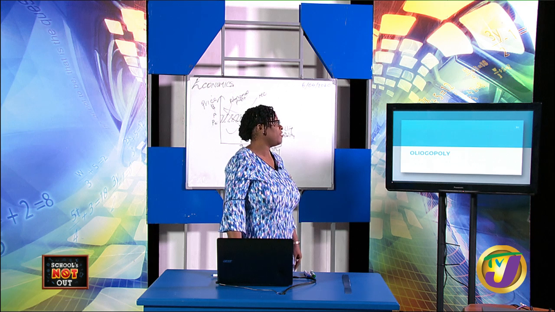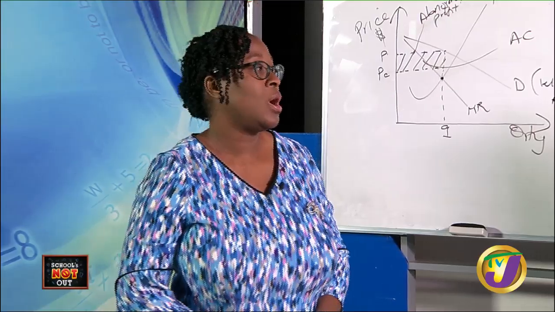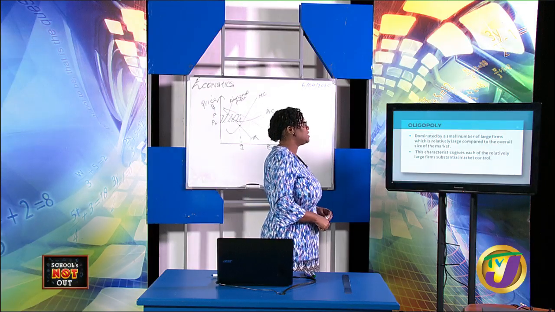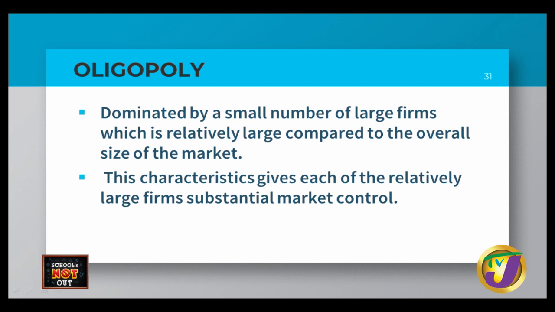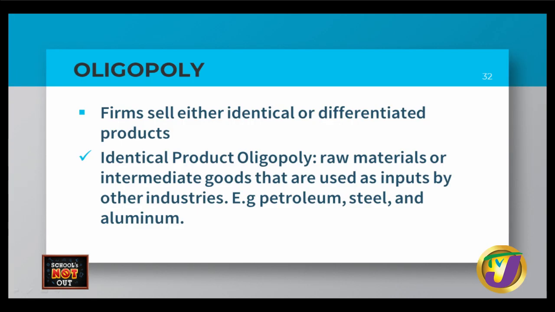Now we're going to look at the final market structure, oligopoly. Oligopoly is dominated by a small number of large firms, so they control the market. It's usually anywhere between 3 and 8. But in terms of the industry and market share, they have significant market control of that industry. The product that they sell is either identical or differentiated.